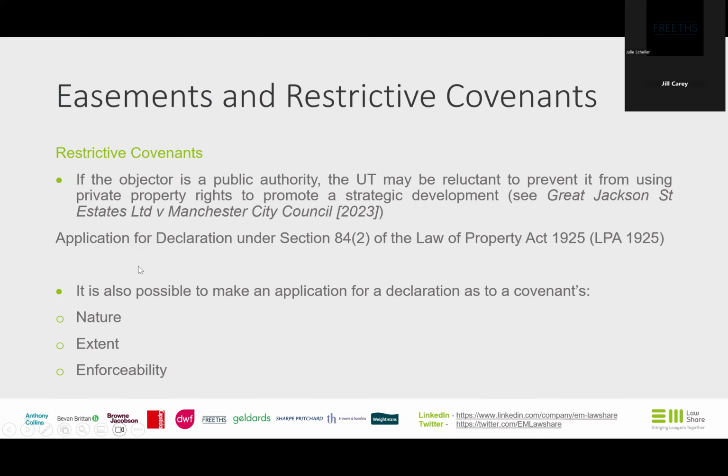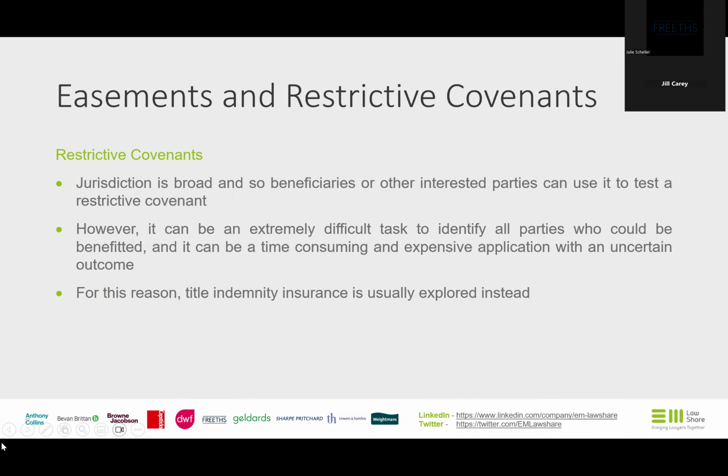Another route would be to make an application for a declaration under Section 84.2 rather than the application to the tribunal under 84.1. That would just be seeking a declaration as to the scope of the covenant so that you can then enforce it. It's not done very often in practice because it's pre-litigation litigation. It's time consuming, it's expensive, and you can usually just get something like insurance instead. But it is a possibility.